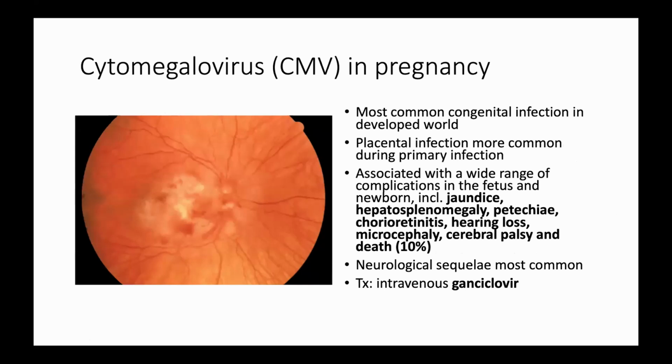Another viral illness that tends to be self-limiting in healthy individuals, but potentially dangerous for pregnant mothers, is cytomegalovirus. It's a very common infection, and if it passes from the mother to the baby, it's associated with complications to effectively any body system. So fetal complications include things like jaundice, hepatosplenomegaly, chorioretinitis, which I've put a picture of there on the slide, hearing loss, cerebral palsy, and even death. I want you to think of CMV complications as mainly being neurological, yeah. And the treatment is intravenous ganciclovir.